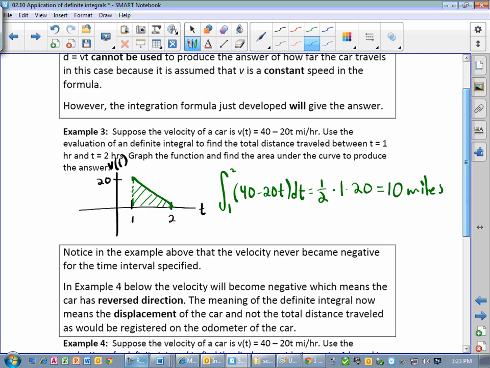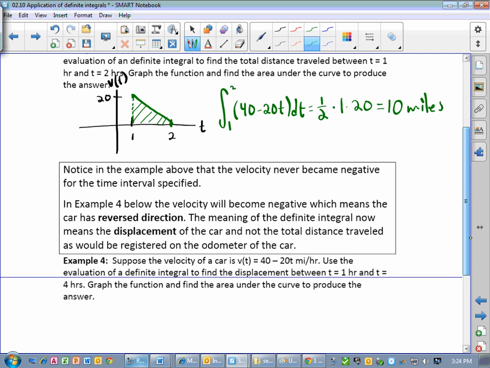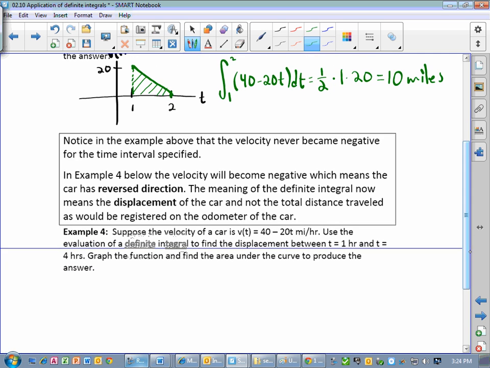Okay. Now notice in this example, the velocity never became negative on the interval specified. So what does that mean if the velocity didn't become negative? Yeah, so they didn't change directions, right? It's just we're driving forward the whole time. So in example 4, the velocity will become negative, which means the car reverses direction.